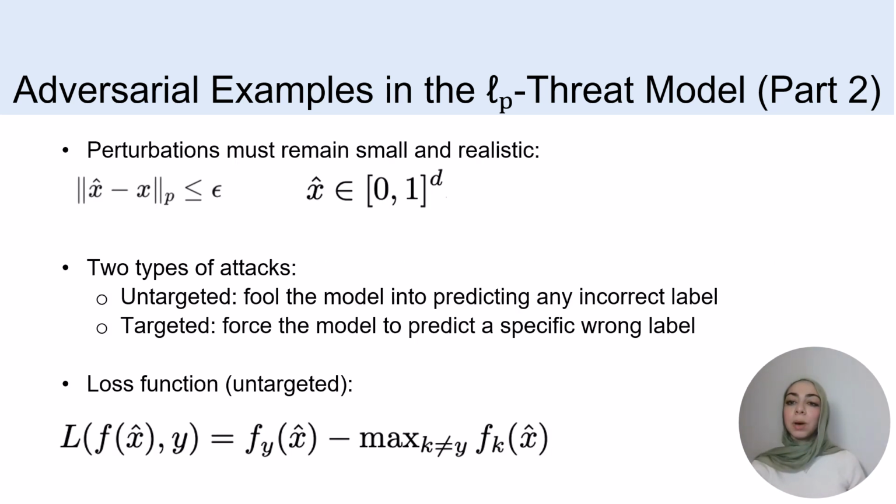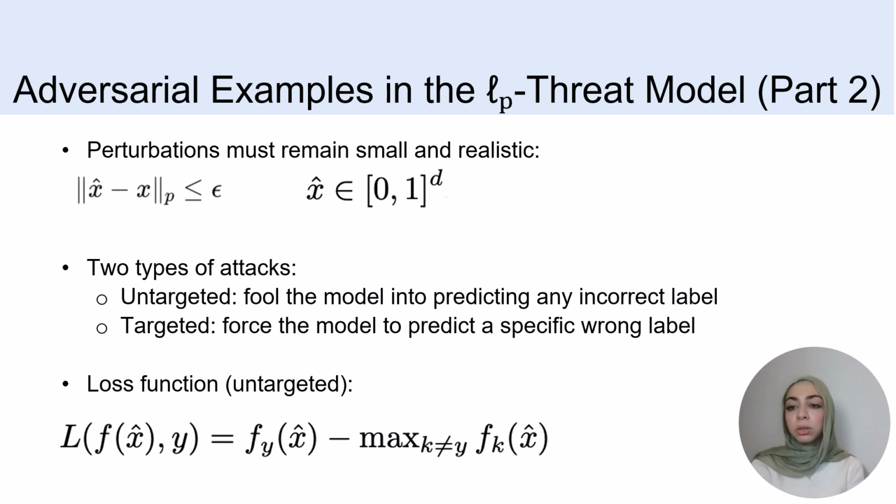Now let's take a look at what makes these changes realistic. We don't want the modified input to look completely different. That would defeat the point. So we control the size of the changes using a p-norm, which is a mathematical way of saying keep it small. We also make sure the new input still looks like a valid image. For example, its pixel values can't go out of bounds.